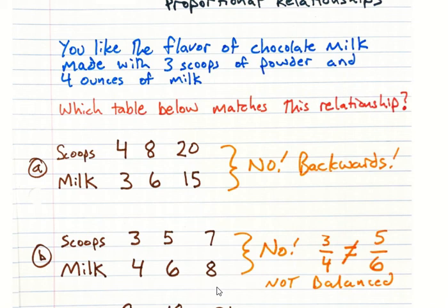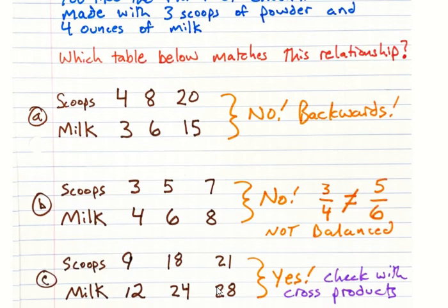All right, what about choice C? Choice C does work. 9 to 12, 18 to 24, and 21 to 28. And you can see, choice C doesn't look like it should work, because you don't start off with 3 scoops of powder to 4 ounces of milk. But you don't need to. If they're all in balance, it shows a proportional relationship, even if that first set of numbers is not there. So it doesn't look like the right answer, but it certainly is.